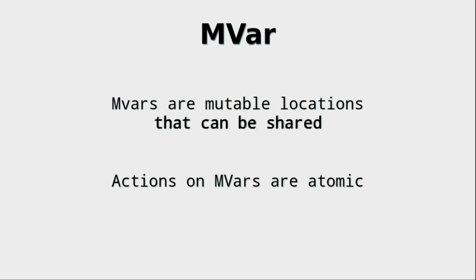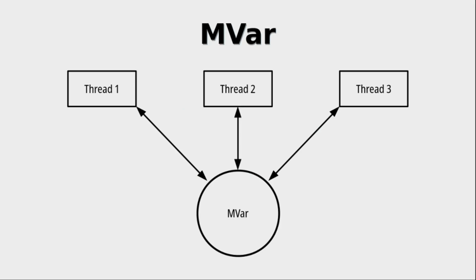The very important thing is that the actions on MVars are atomic. So this means that if 2 threads are trying to put something into the MVar at the same time, then the runtime system should make sure, except for some exceptions, that the actions are atomic and there are no race conditions. Okay, so let's look at an example.